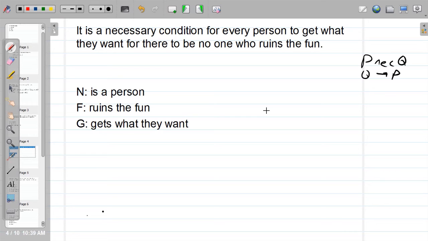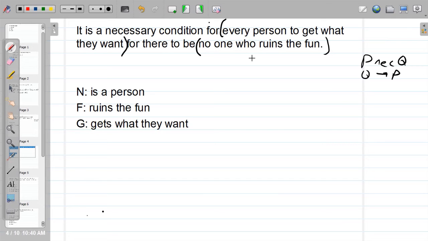Well, are they saying it's necessary? Are they saying if every person gets what they want, then no one ruins the fun? Or are they saying if no one ruins the fun, then everybody gets what they want? I think they're saying the following. It's a necessary condition for every person to get what they want, for there to be no one who ruins the fun. So no one ruins the fun is necessary for every person getting what they want. Right?